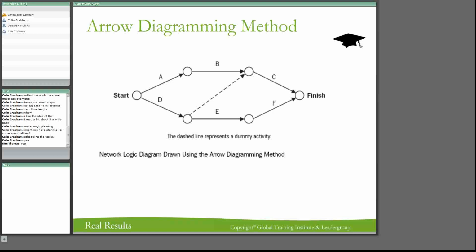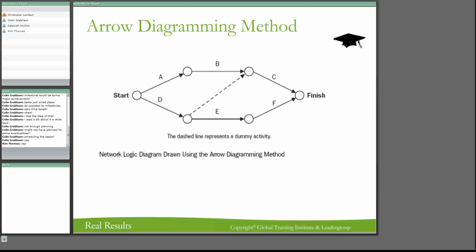Okay, let's look at C. C is dependent upon the activity D and upon activity B. Now, what were you saying? Where would the line go? Yeah, well, if that dummy line wasn't there, you'd simply be able to have that node between B and C, the same one as between D and E. Just have it as one point.